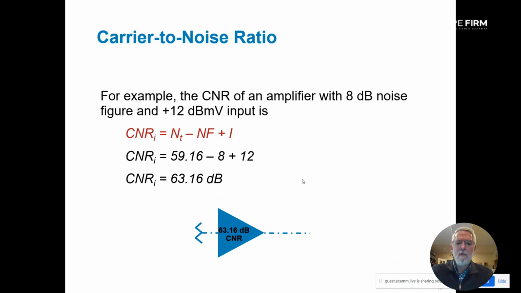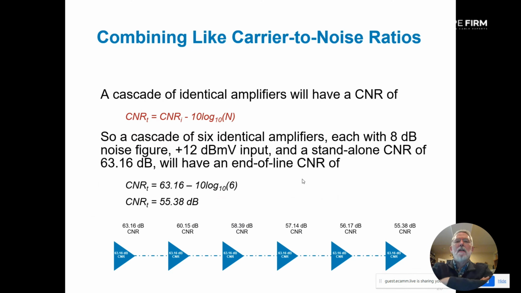And this is pretty straightforward. Next, we're going to connect a cascade of identical amplifiers together. And if we want to calculate the CNR of that cascade, we can use the formula here in red. So that's the carrier to noise ratio total, that's what we'll see at the end of the line, is equal to the carrier to noise ratio of an individual amplifier minus 10 times the base 10 logarithm of n, where n is the number of amplifiers in cascade.